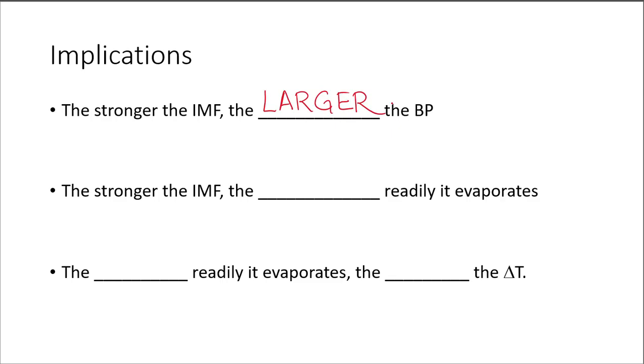The stronger the intermolecular force, how readily will it evaporate? If two molecules are held strongly together, are they going to evaporate quickly, go into the gas phase quickly, or are they going to evaporate more slowly? The stronger the intermolecular force, the less readily it evaporates. It wants to stay together, so it's not going to evaporate very quickly.